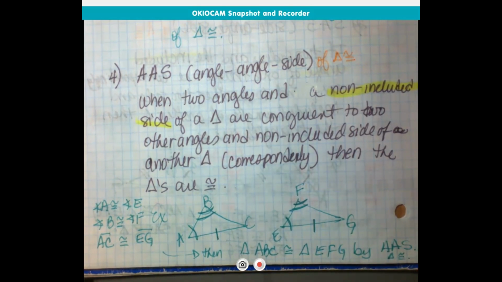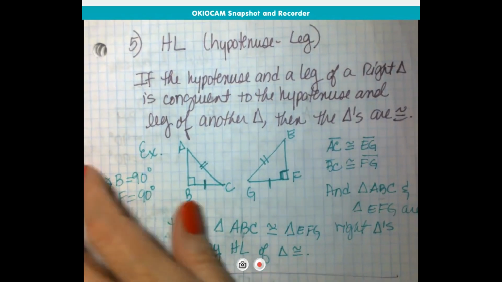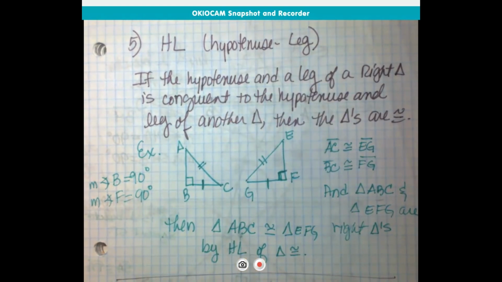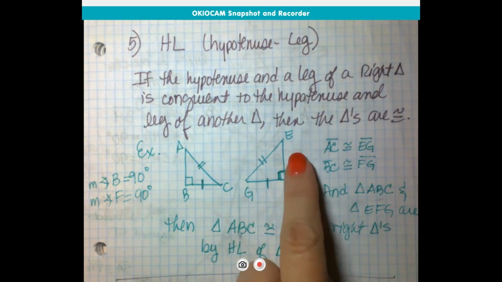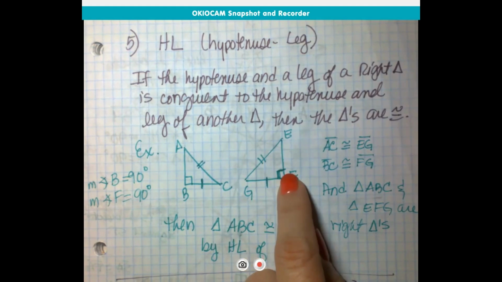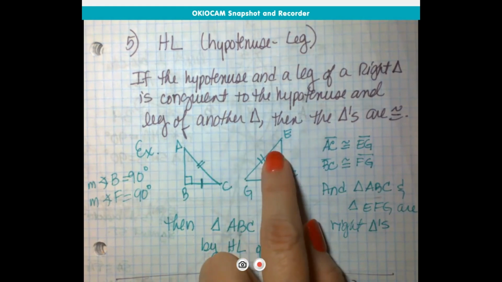So these first 4, because there's one more, but these first 4 theorems can be used for any type of triangle. They don't have to be isosceles or equilateral or right. They can use it for any type of triangle. Okay. Now the next one can only be used for right triangles, because we talk about hypotenuse and leg. Just FYI, as an informal definition, hypotenuse is always the longest side of the triangle, and it's always opposite of the right angle. See, I have a right angle, so it's opposite. This is the hypotenuse right here, okay?